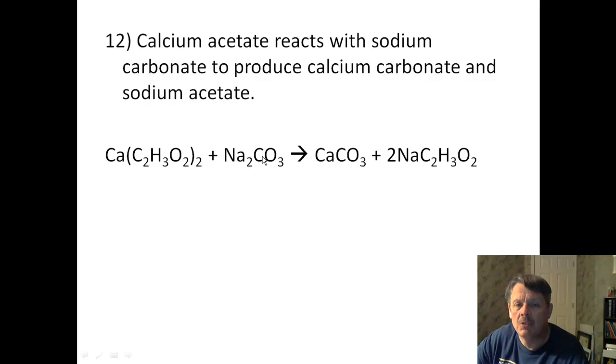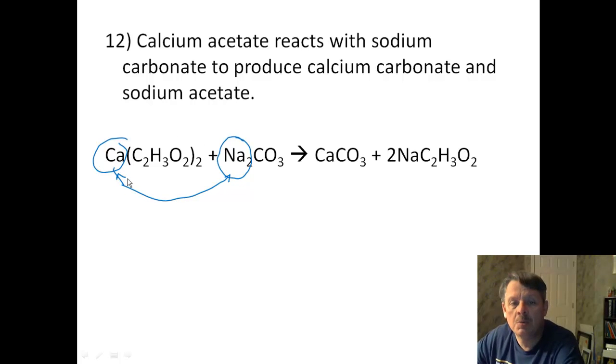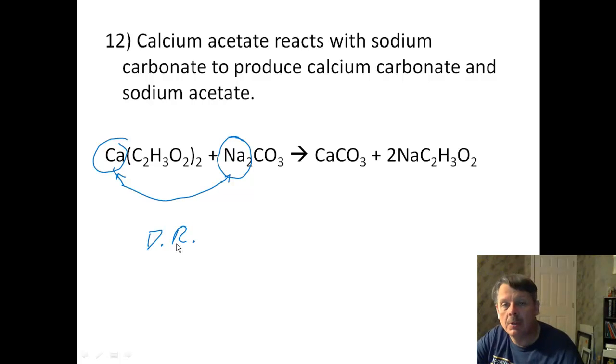Number 12. Ooh, this looks so messy. But really, it's not. Look at your two metals. All that's going on with your two metals is your two metals are swapping partners. So calcium is going over with carbonate, and sodium is going back with the acetate. So this is a double replacement reaction. It looks kind of overwhelming, but really it shouldn't be.